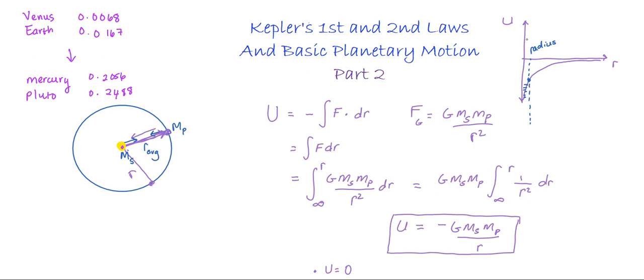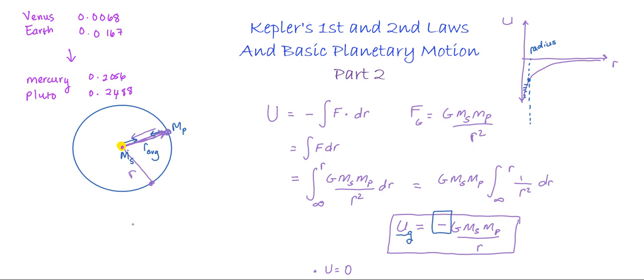And so you can think about how this graph could help you in solving various problems. The main thing to remember here is that for the gravitational potential energy of something in orbit, we always want to include this negative sign here. If you don't, you'll end up with some pretty terrible mistakes in your calculations.